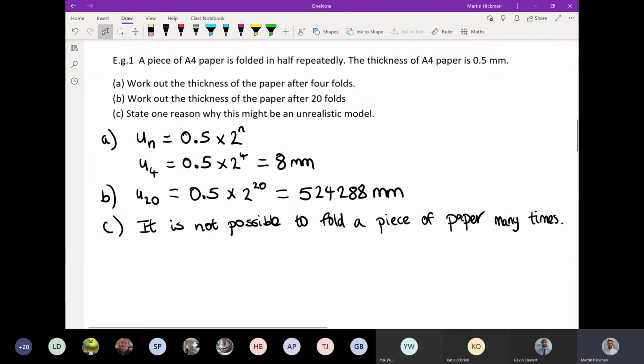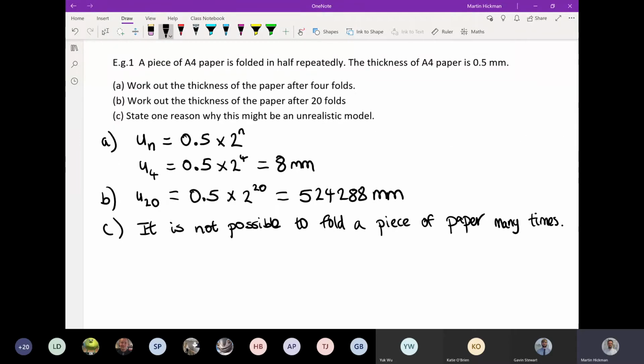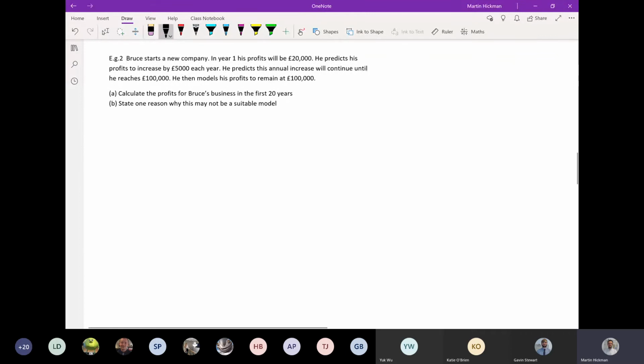And generally, when you are asked if something's a realistic or unrealistic model, usually you just want to think, well, what happens as n gets large? A lot of the time you'll find that when n gets large, the model falls apart. Not always. There are some models that are fine for that, but in some cases it's worth considering what happens as n gets large, because often that's where the model will fall apart.